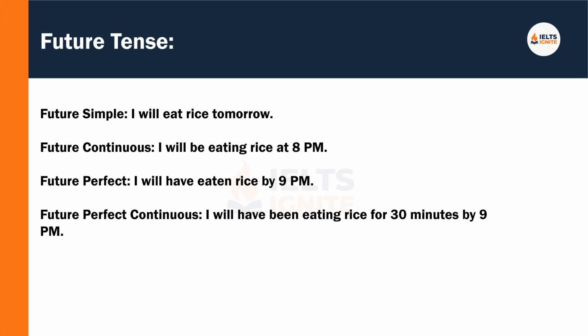3. Future tense, future simple. I will eat rice tomorrow. Future continuous. I will be eating rice at 8 p.m. Future perfect. I will have eaten rice by 9 p.m. Future perfect continuous. I will have been eating rice for 30 minutes by 9 p.m. You can see how each tense changes the meaning and time of the action.